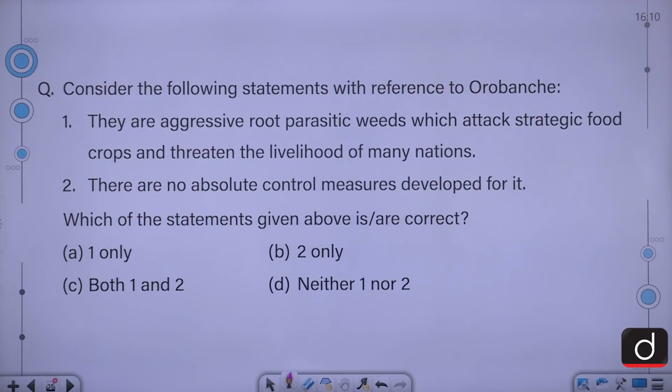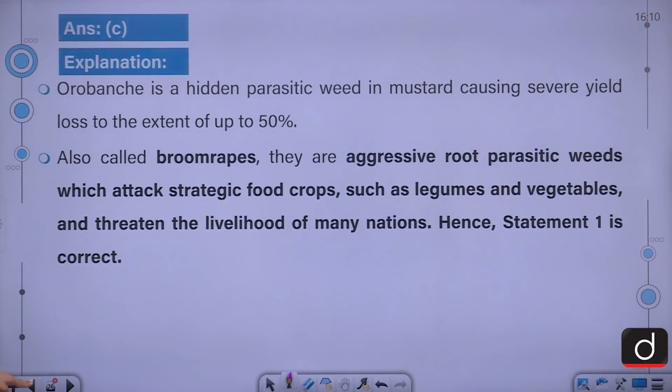Moving on to the next question. Consider the following statements with reference to Orobanche. They are aggressive root parasitic weeds that attack strategic food crops and threaten the livelihood of many nations. There are no absolute control measures developed for it. Which of the statements given above is or are correct? One only, two only, both one and two, neither one nor two. The correct answer to this question is C, that is both one and two.